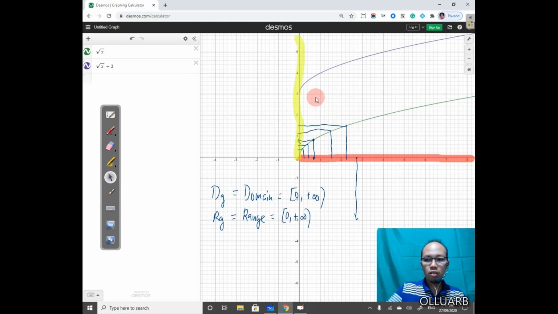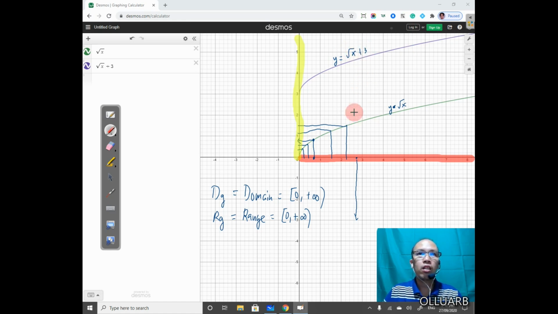The domain, as you can see here, is just the same as the previous one. This is the graph of y is equal to square root of x, but this one is y is equal to square root of x plus 3. The difference now is it has a constant. We have a translation actually.